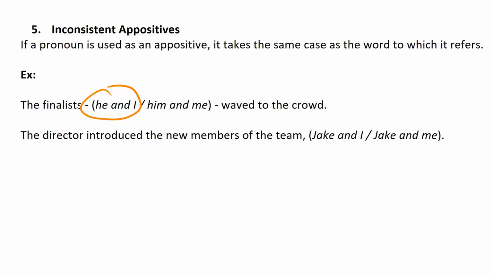So what is this appositive linking us to? Let's take a look. I think it's the new members. So of the team is a prep phrase. Subject is the director, the verb is introduced. The new members is the direct object. So I believe we're talking about the members here. The members are Jake and I, or the members are Jake and me. So if this is a direct object, I need to use the objective form. And the objective form, I have to make a decision here between me and I. The objective form is me, so the answer here is Jake and me.